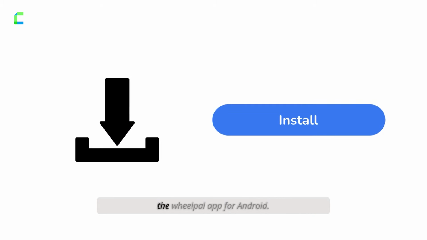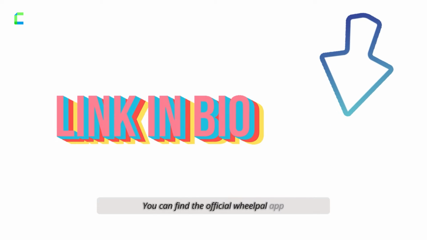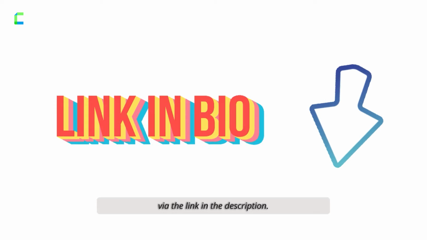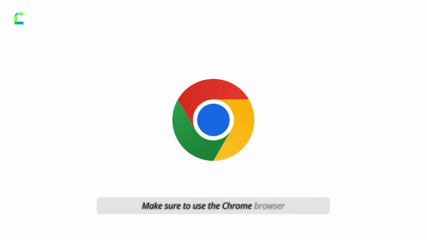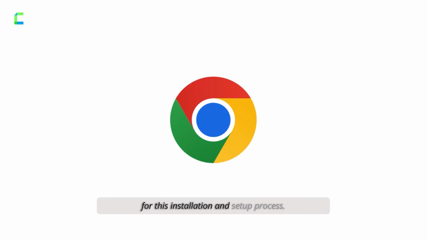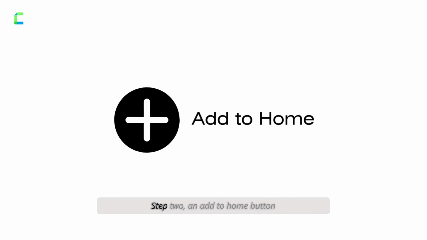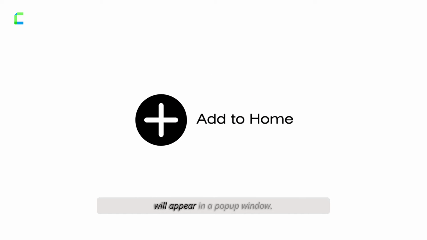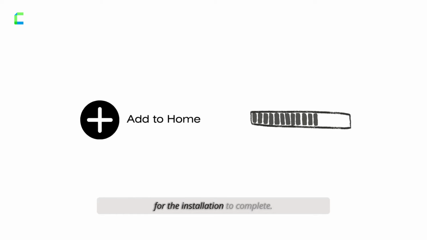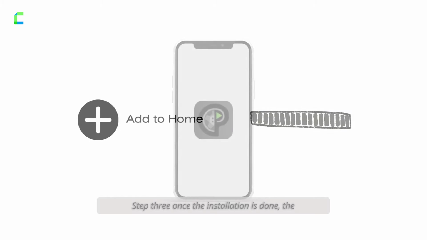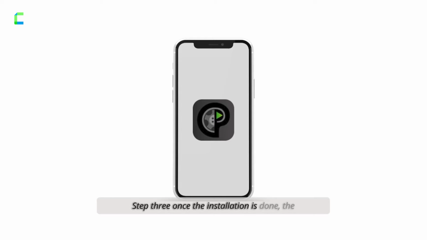Step 1. Download and install the WheelPal app for Android. You can find the official WheelPal app via the link in the description. Make sure to use the Chrome browser for this installation and setup process. Step 2. An Add to Home button will appear in a pop-up window. Click that button and wait for the installation to complete. Step 3. Once the installation is done, the app will appear on your home screen.